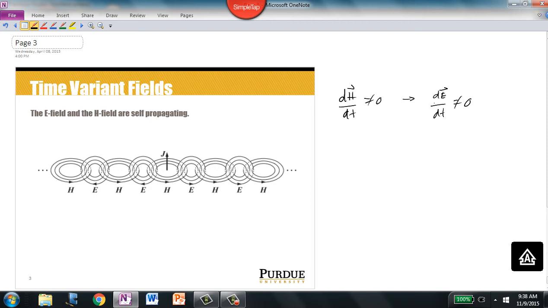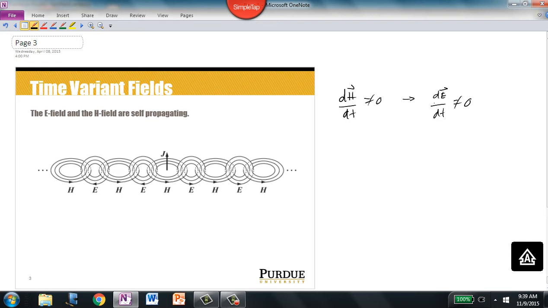Similarly, what would happen if we decided that we wanted to change the electric field strength as a function of time, meaning that we've changed the amplitude of this field somehow such that the field strength changes? An easy way to do this would be to hook up a capacitor to some sort of function generator. It could be a sine wave function, it could be a square wave function, or anything like that.